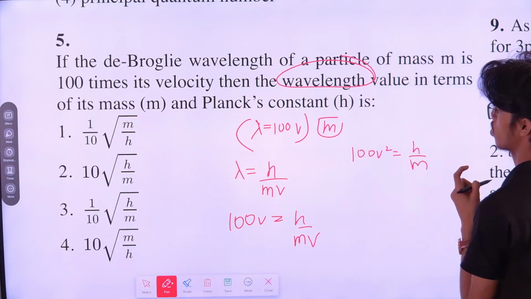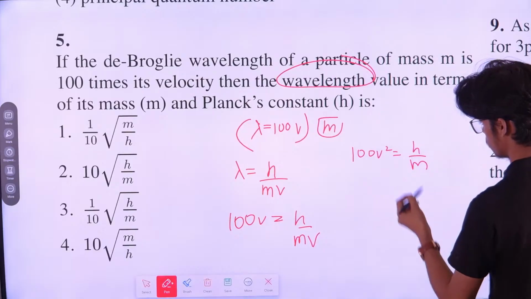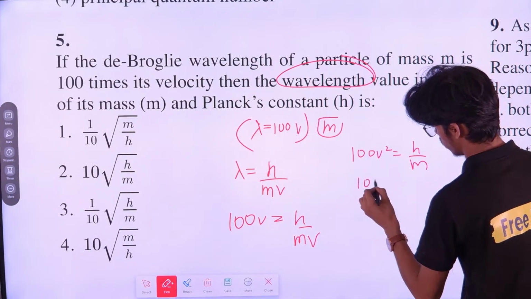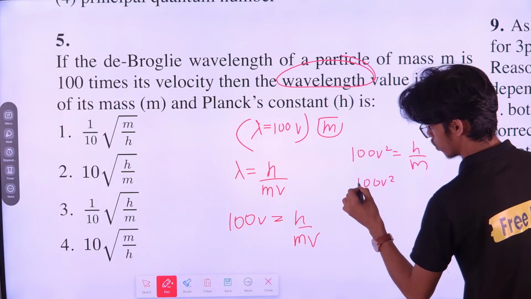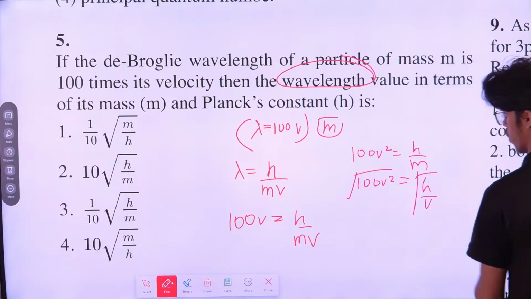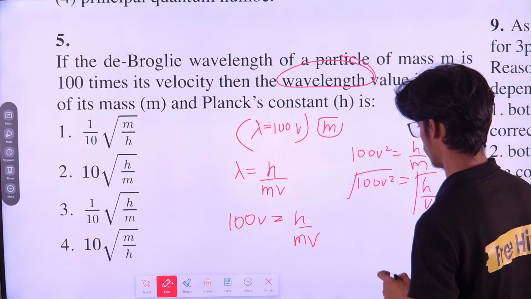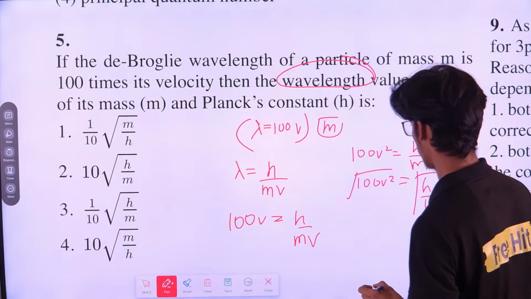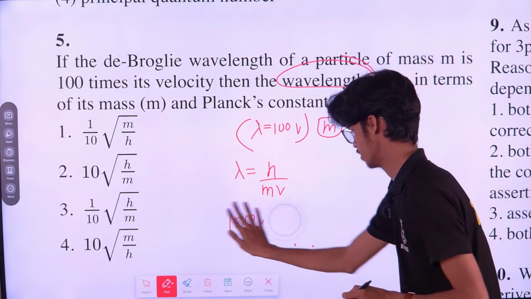Wavelength value in terms of the mass and Planck's constant h is, let's see, because wavelength and the velocity are equal somewhere. Now 100 v square, you have to root it down. Now when you root it, okay, that is the answer. Wait, am I doing something wrong? Hey, no, it's not like this.